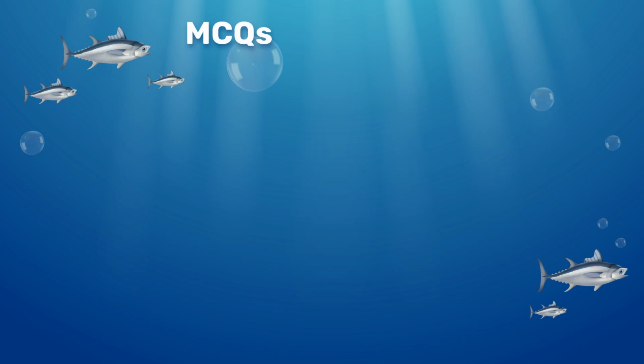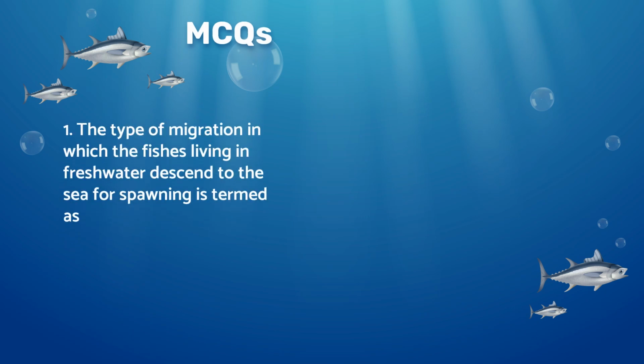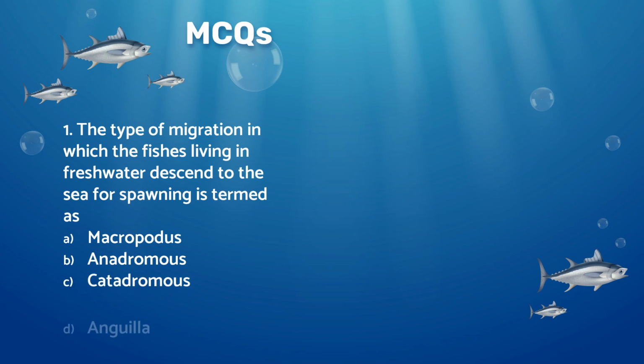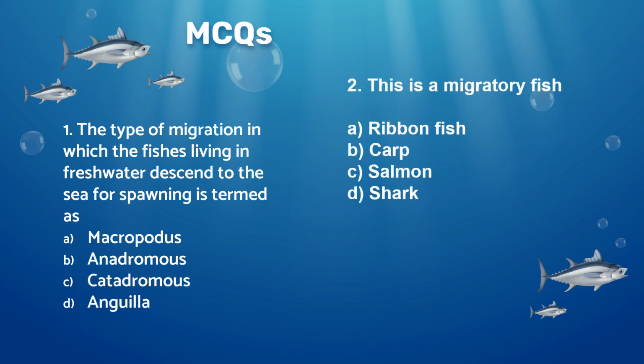Let's take a pause and solve these questions. The type of migration in which the fishes living in freshwater descend to the sea for spawning is termed as macropodous, anadromous, catadromous. Which one is a migratory fish? Ribbonfish, carp, salmon, shark?